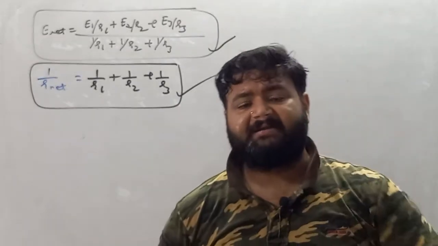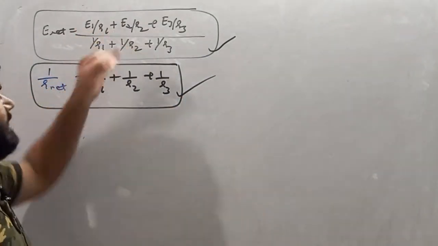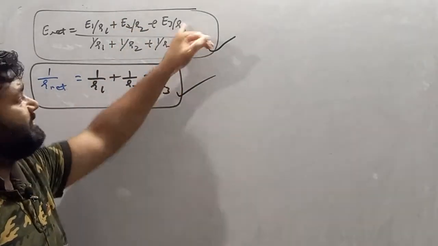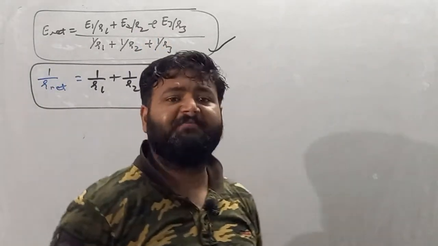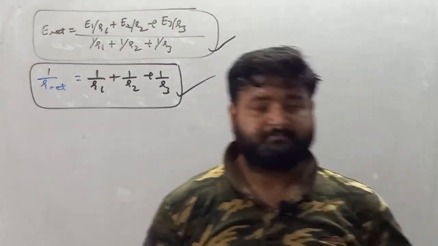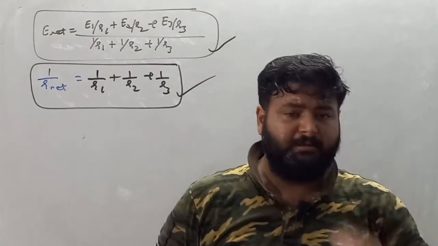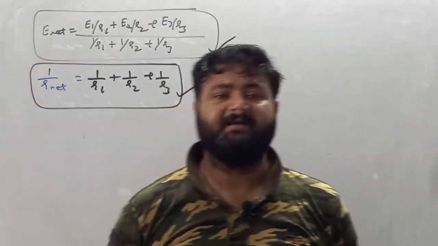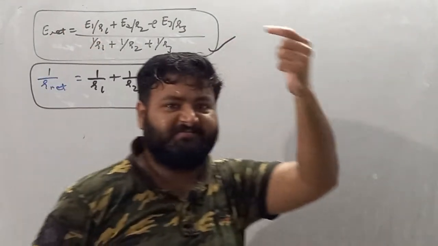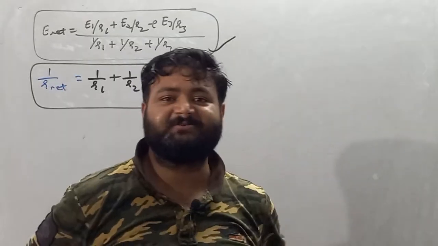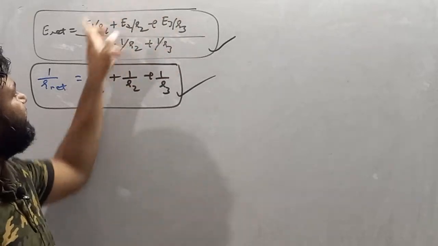When we are connecting the batteries in parallel combination, we'll get net EMF is equal to (E1 by R1 plus E2 by R2 plus E3 by R3) whole divided by (1 by R1 plus 1 by R2 plus 1 by R3). So if you are aware of the mathematical equation and the previous lectures, then you will feel that if the batteries are connected parallel, then EMF decreases. In series, EMF increases and internal resistance also increases. But when we are connecting the batteries in parallel, then EMF decreases, my dear student.